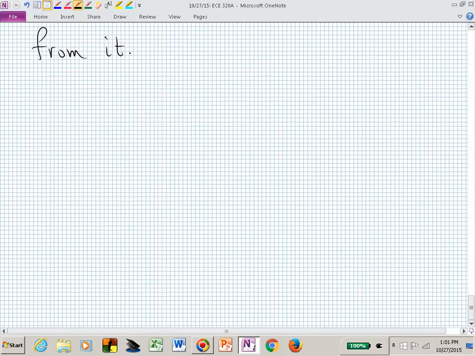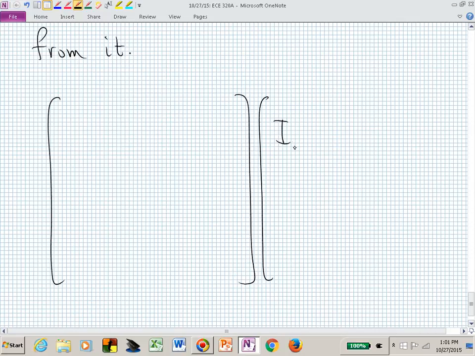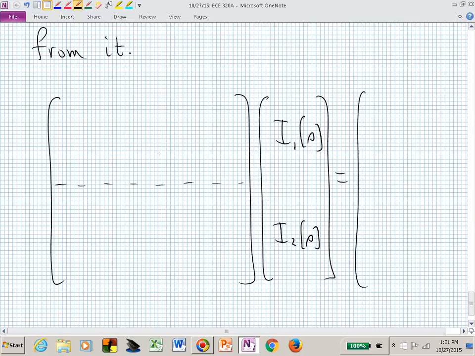You said I have two equations, and the two unknowns are the two mesh currents, I1 and I2. So I now know that I have an I1 of S and an I sub 2 of S. Those are my two unknowns. In this matrix, I have two equations, that gives me the two rows, and I have two unknowns, that gives me the two columns. This is a square matrix, a 2 by 2 matrix.